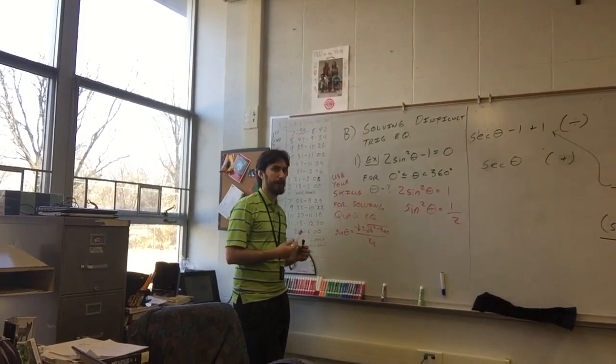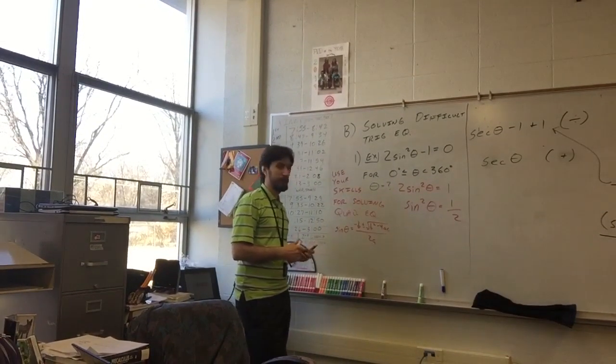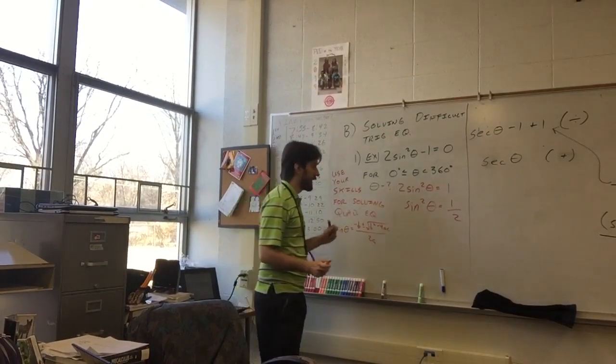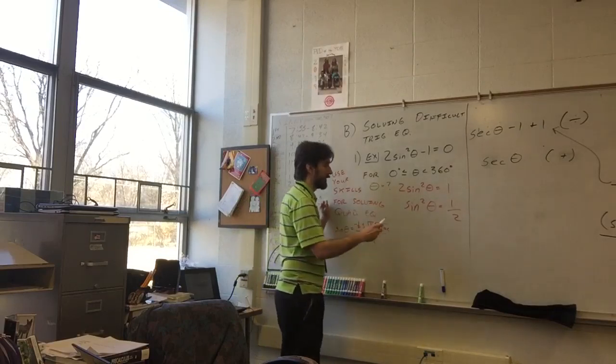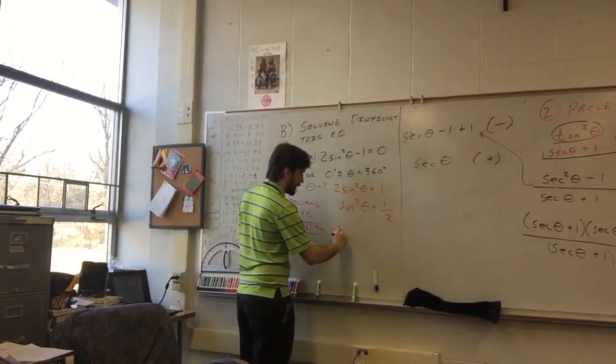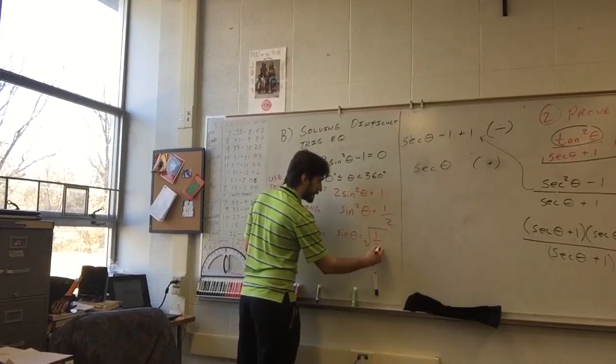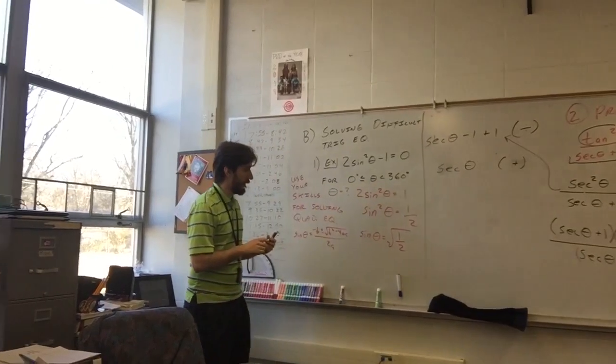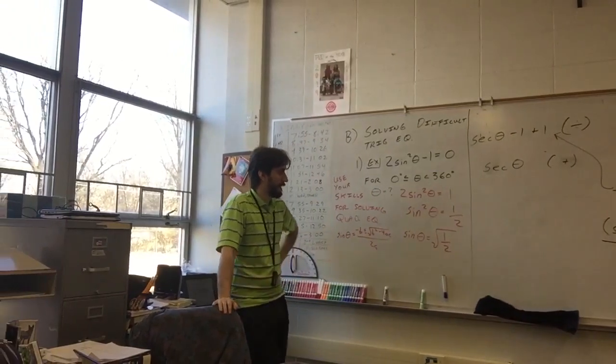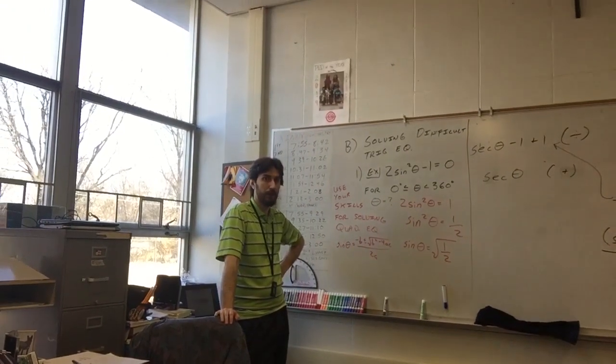How do we get rid of the squared? Square root. Okay, I'm going to write something wrong, and then you're going to tell me why it's wrong. Okay, so that's wrong. What's wrong about that?